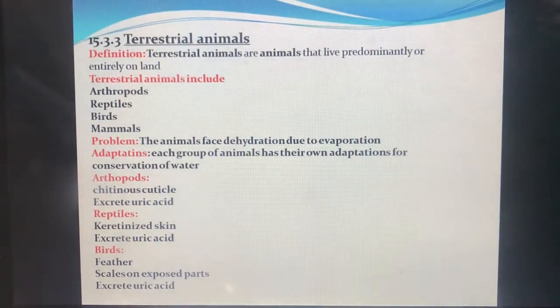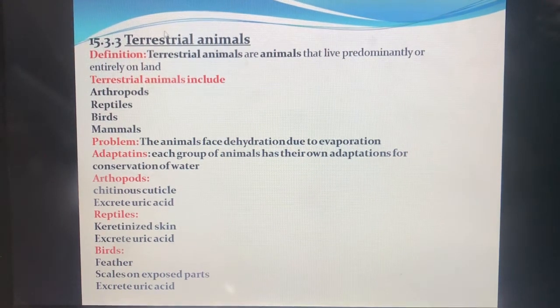Today we are starting our next lecture, that is osmoregulation in terrestrial animals. Because we have finished osmoregulation in freshwater animals and marine animals, today we are moving towards terrestrial animals. First we have to define terrestrial animals.